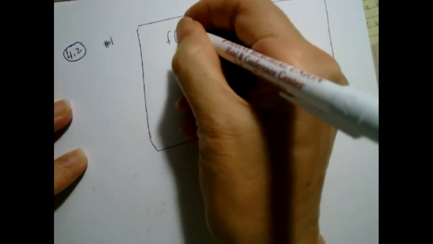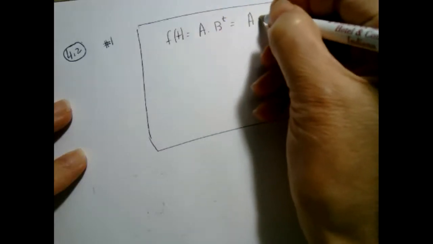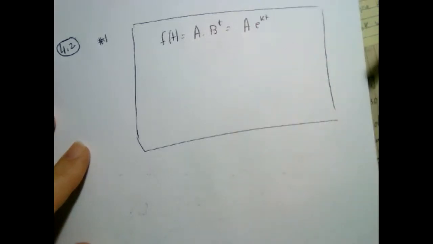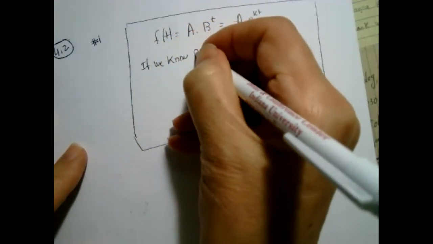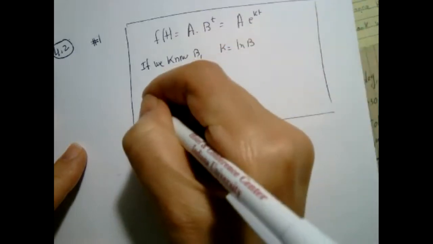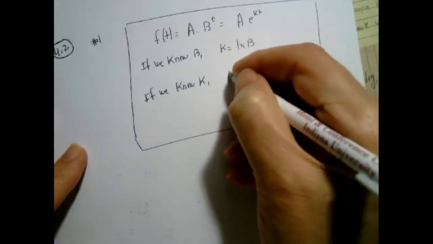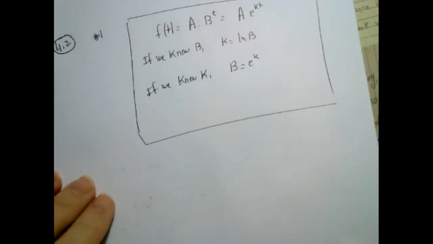So every exponential function, as I said, could be written in the 2 formats. And the way to go back and forth is, okay, if we know B, then K is the ln of B. And if we know K, B is e to the K. And K, we call the continuous growth rate, and B, the growth factor.